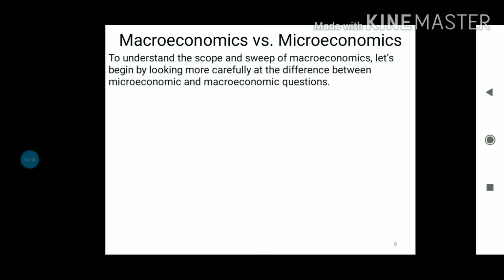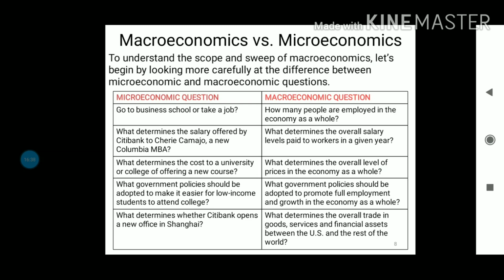For better understanding, we can also have some more examples like this. In microeconomics, we can put a question like: go to business school or take a job. Whereas in macroeconomics, we can ask how many people are employed in the economy as a whole. In microeconomics, we can ask what determines the salary offered by Citibank to Sherry Camacho, a new Columbia MBA. While in macroeconomics, what determines the overall salary level paid to workers in a given year. Next, what determines the cost of a university or college offering a new course? It is a parameter related to microeconomic theory. And what determines the overall level of prices in the economy as a whole is an aggregate related to macroeconomics.